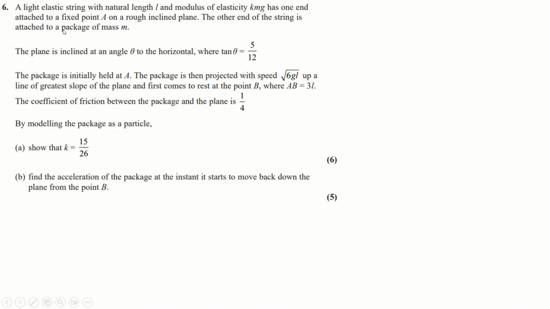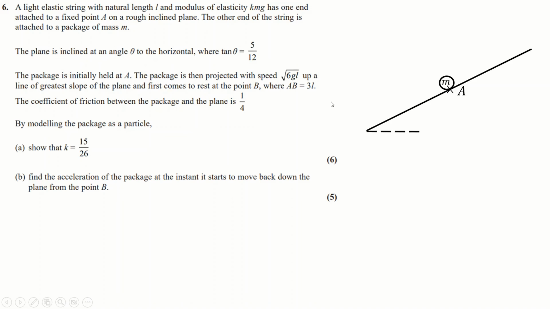Question number 6, we've got a string. This is always an interesting question. It's about an inclined plane again, but this time you've got a mass on a string, and the string starts off very loose, right? Because the mass is sitting at the same place as the string's attachment, and then you push the mass upwards, and the string kind of follows it out and stretches out a little bit until it stops and then comes back again. So that's kind of what's going to be happening here.